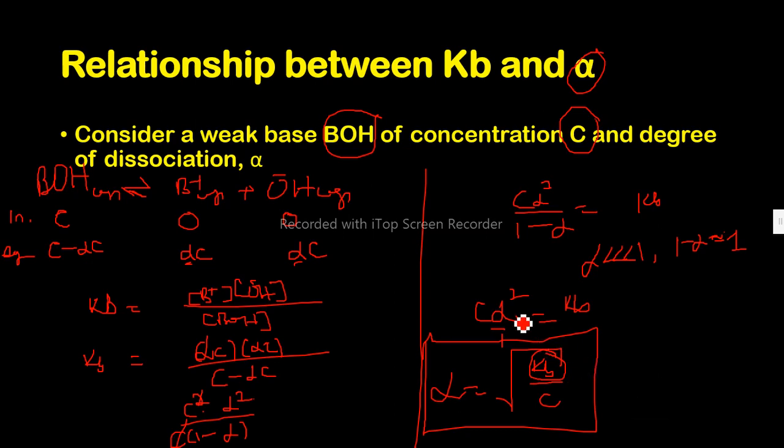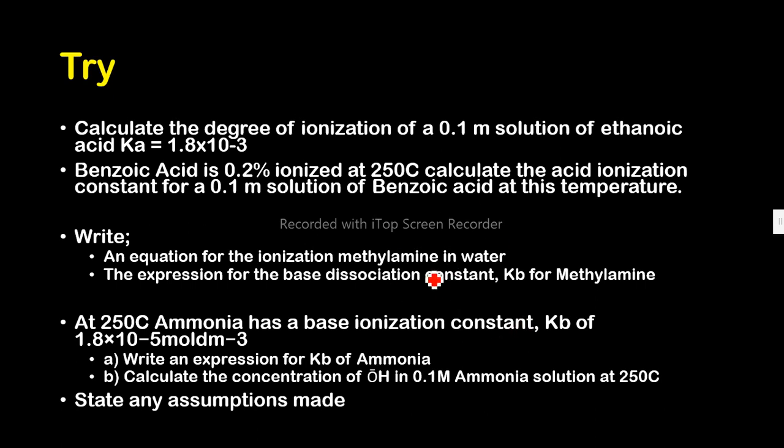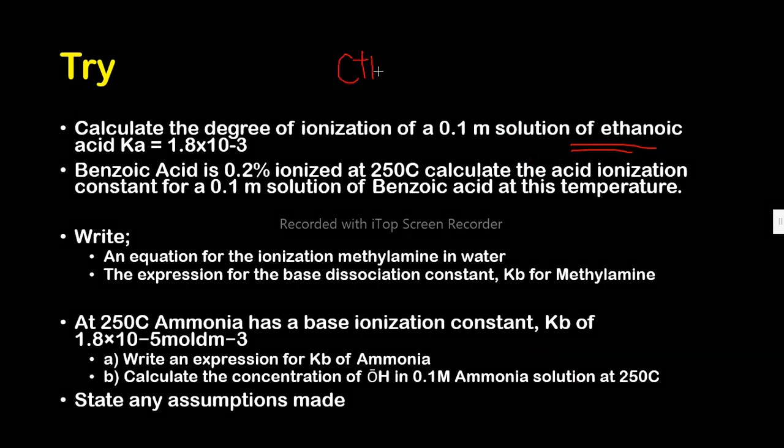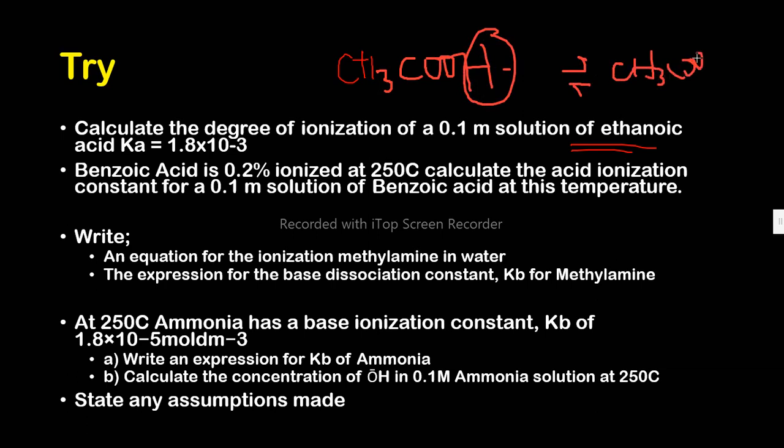In fact, this could be the homework. Okay? Yeah, you have enough homework. Please do. Calculate the degree of ionization of a 0.1 molar ethanoic acid. Ethanoic acid is written as CH3COOH. It will ionize, losing this hydrogen ion, and forms the ethanoate ion, CH3COO minus, plus the hydrogen ion. Then we have benzoic acid, the same. Benzoic acid has benzene and then COOH. We have studied benzoic acid, come on. So it will also ionize the same way.